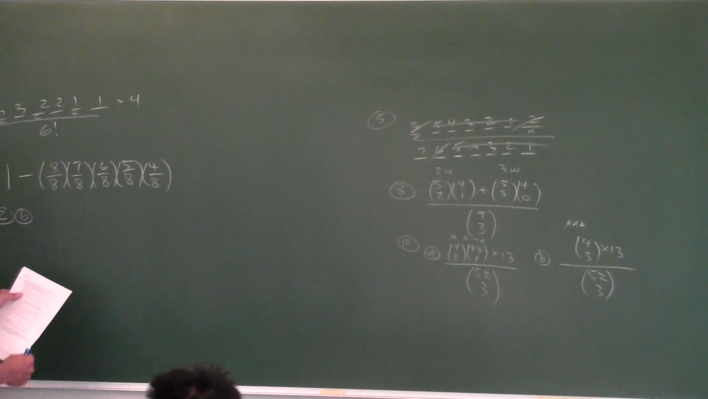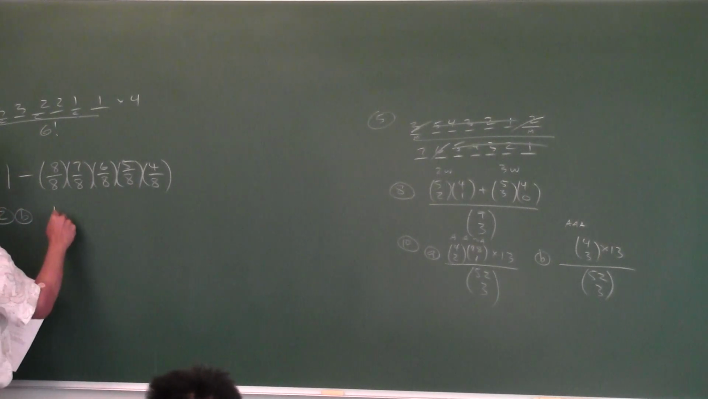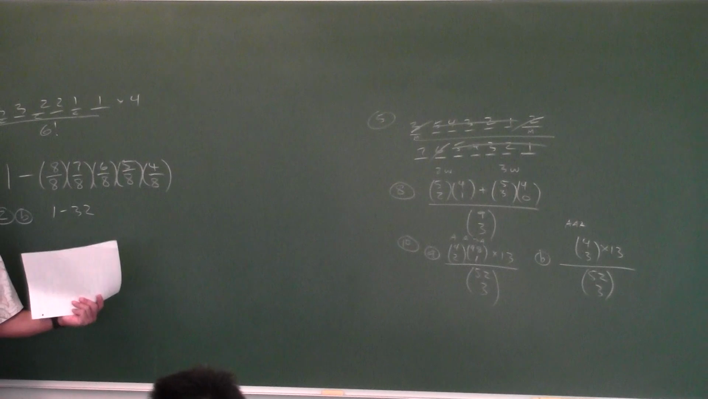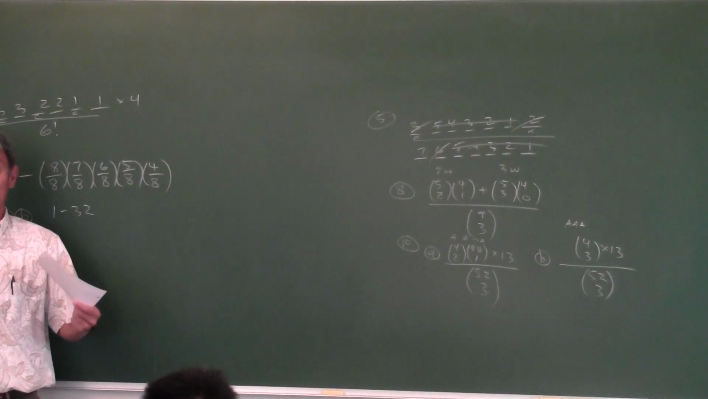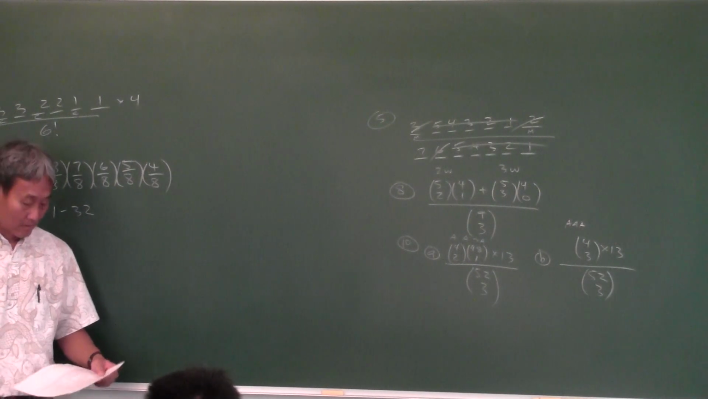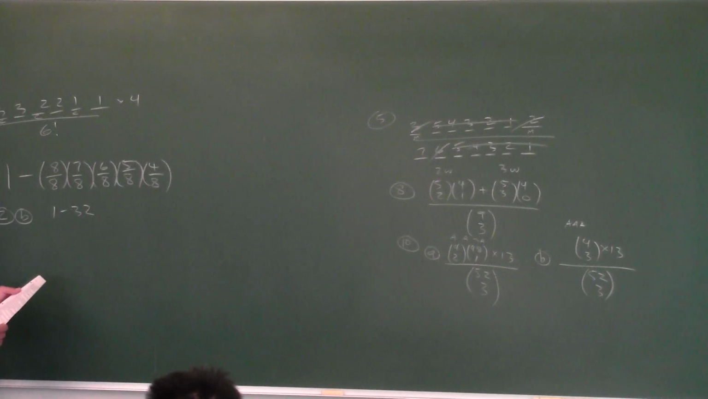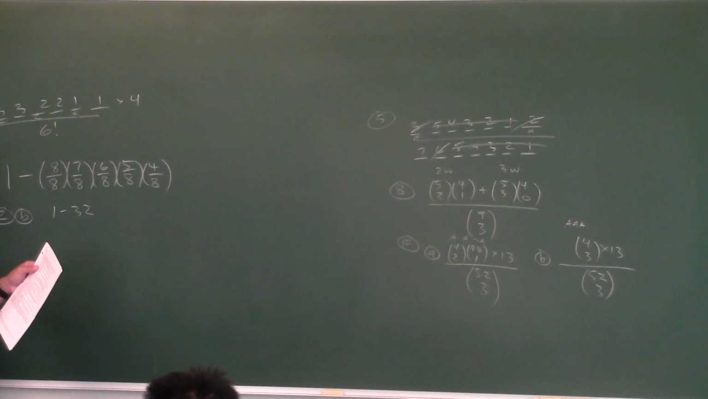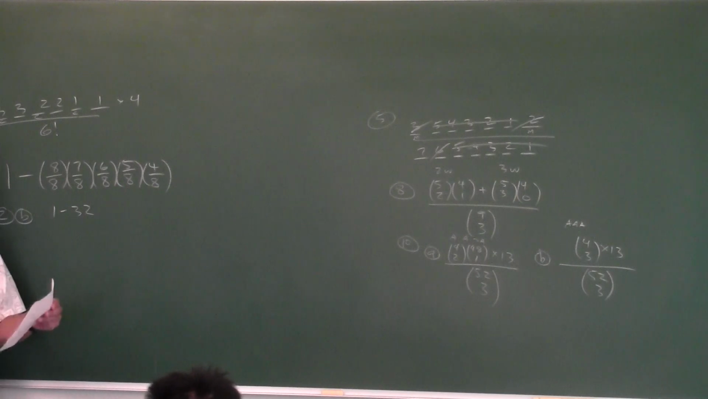Okay, you have tickets numbered from 1 to 32. I'm trying to help you on the test, people. Or I could just do nothing and let you suffer. No, help us. 2 tickets are randomly drawn. Find the probability that the sum of the 2 numbers is less than 10.